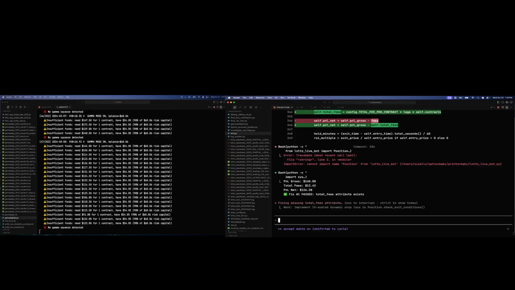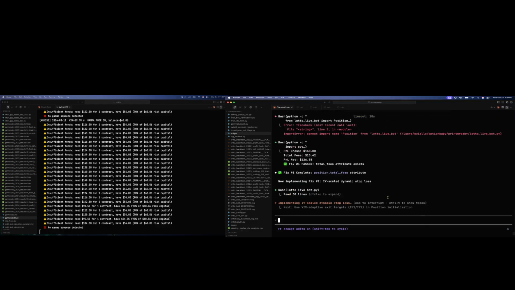Total fees attributes. We fixed that. Now it's gone. Don't tell me it's fixed, just go to the next one. I really hope it doesn't say, "Oh, I just finished it." Just go to the next one.